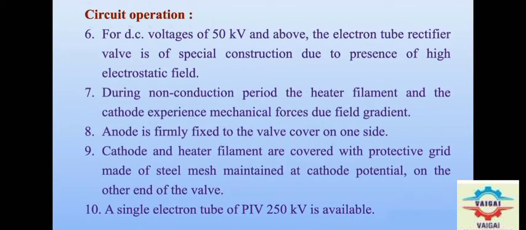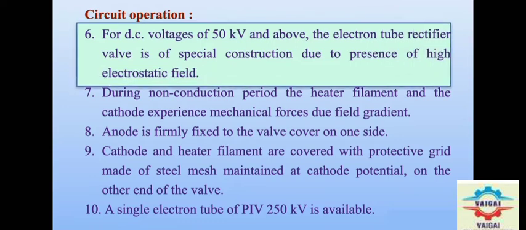For DC voltages of 50 kilovolt and above, the electron tube rectifier is used; for less than 50 kilovolt, ordinary diodes are used. For DC voltages of 50 kilovolt and above, the electron tube rectifier valve is of special construction due to the presence of high electrostatic field. For more than 50 kilovolt, we go for the electron tube rectifier valve.